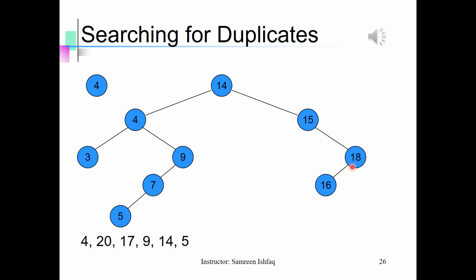The next element is 4. 4 is also a duplicate. We will compare 4 with 14. 4 is less than 14. Now we will compare 4 with node 4. Here is the duplicate. So we will discard 4 and display to the user that we found a duplicate 4.